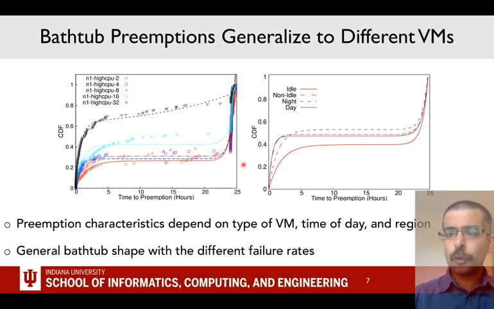The same behavior is also seen at different times of day. The figure on the right shows the CDF of the preemptions for VMs launched during the day versus the night, as well as VMs running some workload and idle VMs that are not running any computation at all. In all the cases, we see these three phases in a VM's life.